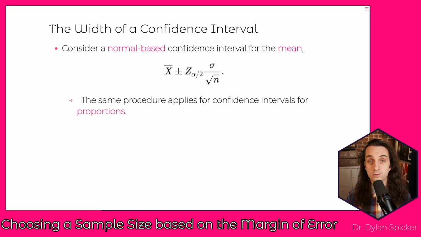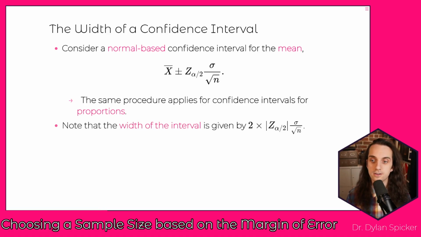For instance, if we're thinking about proportions, we can use a very similar procedure. The idea is that the sample size in this situation is going to impact the width of the confidence interval. So the width of our confidence interval is given by 2 times the magnitude of our critical value times the standard deviation over the square root of n.